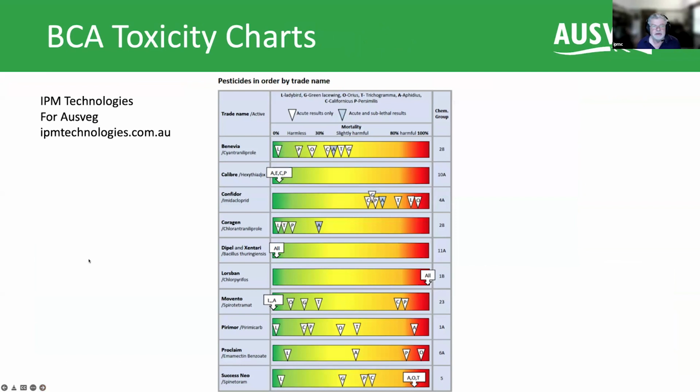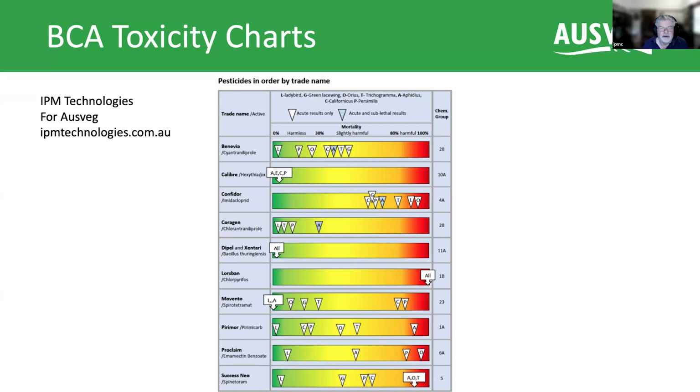There are some very useful guides to how to protect the beneficials in a crop by specifically choosing targeted insecticides. This is an example of a group of those useful diagrams from IPM Technologies. You can find them on their website. I think they were produced for AUSVEG, so they're probably on the AUSVEG site as well.